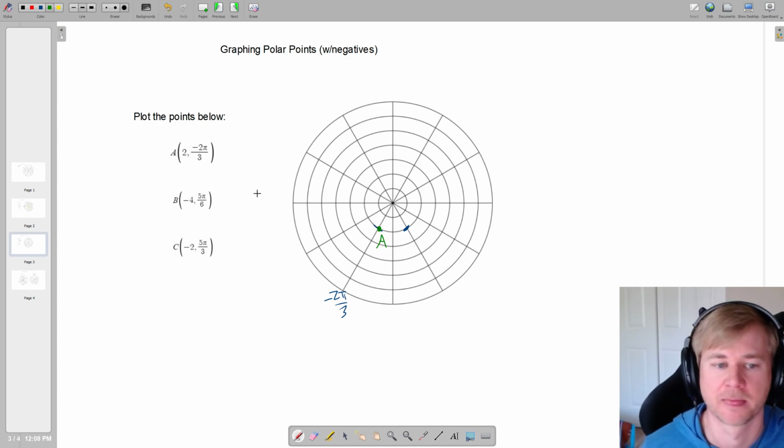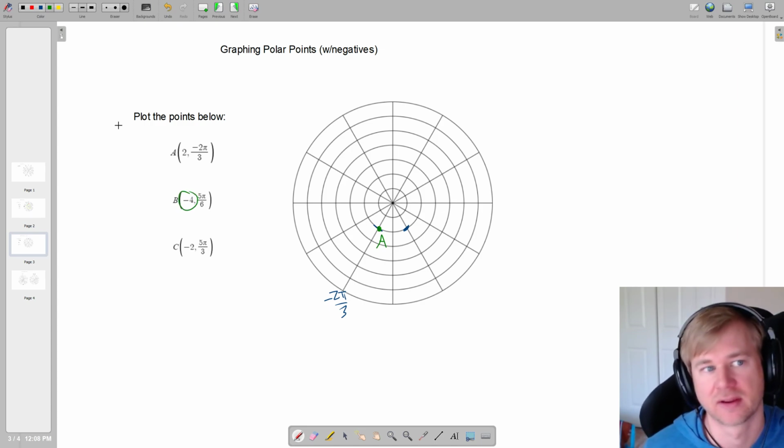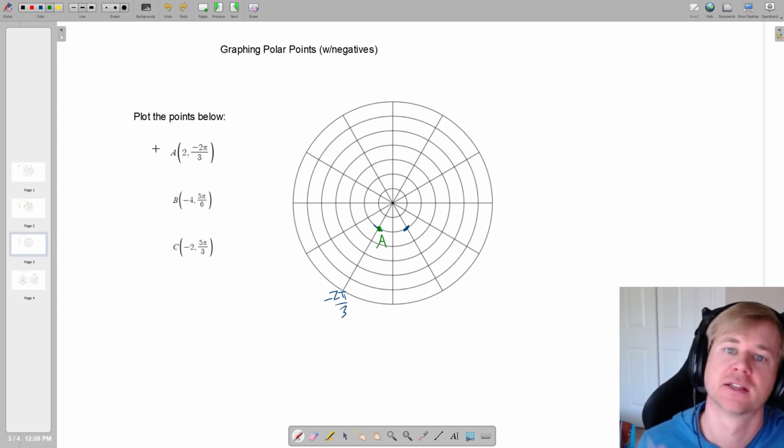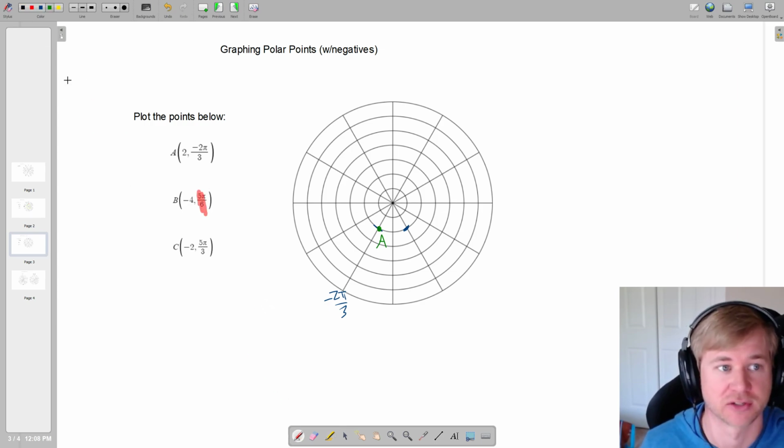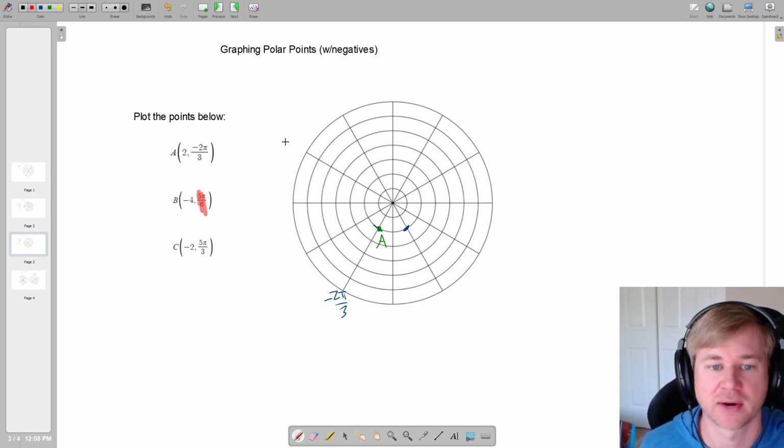Now's where it gets weird. When the radius is negative, here's my suggestion. Start with the angle, and then think about the radius. So if the angle is 5 pi over 6, I'm going to look at 5 pi over 6 first. I'm going to say 5 pi over 6, that's right here. This is 5 pi over 6.